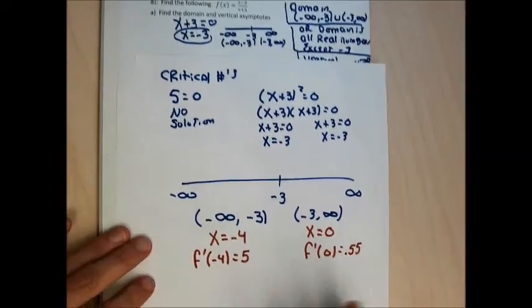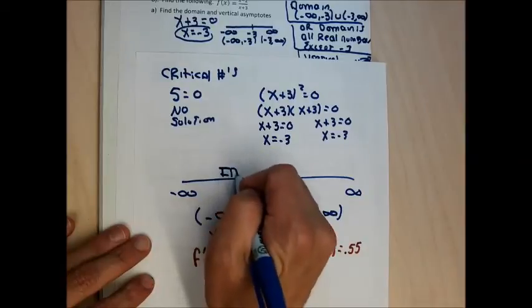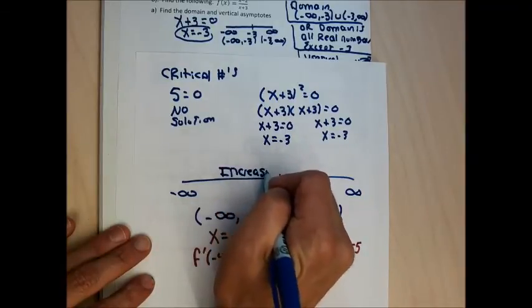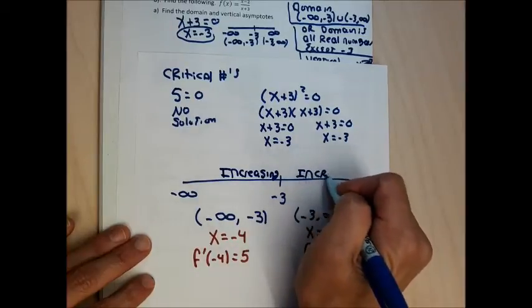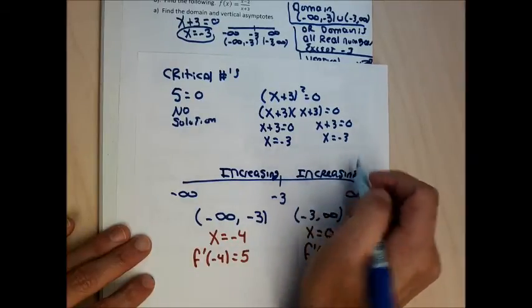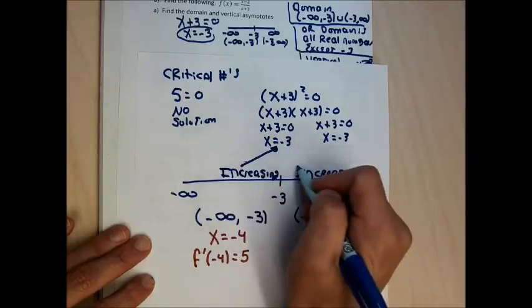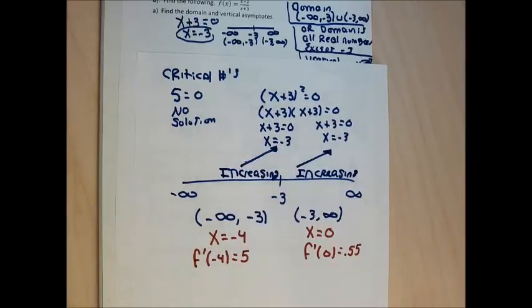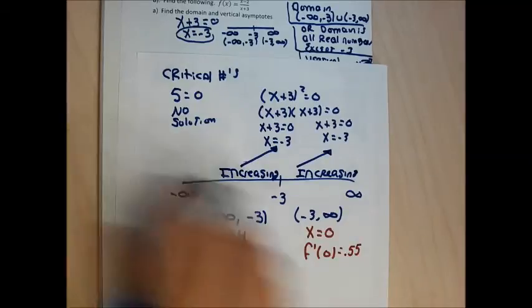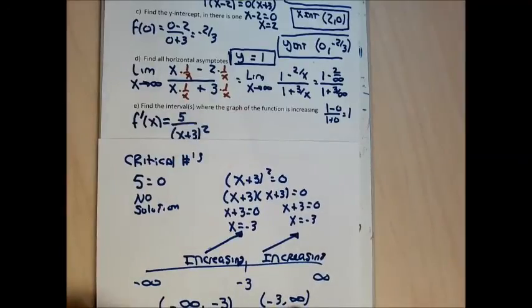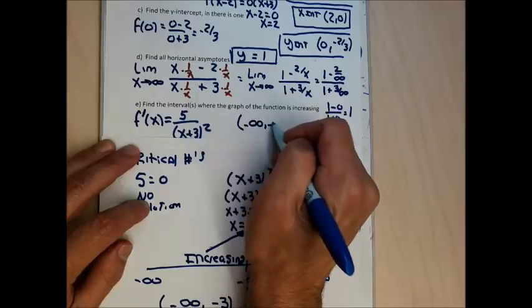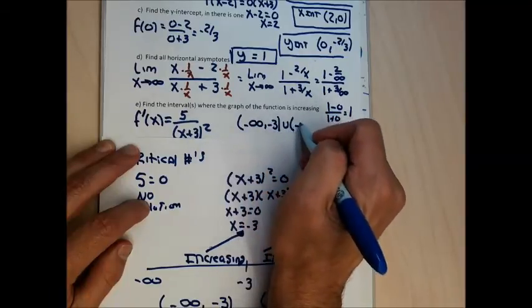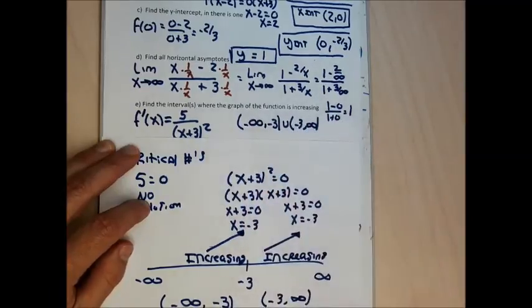In the first interval, because I got a positive value, the graph is increasing. In the second interval, because I got a positive value, the graph is increasing. So my arrows might look like this, increasing, increasing. So I can now start answering some questions. Where the graph is increasing is both of these intervals, so the answer to part E, it's increasing from negative infinity to -3, and then again from -3 to infinity.